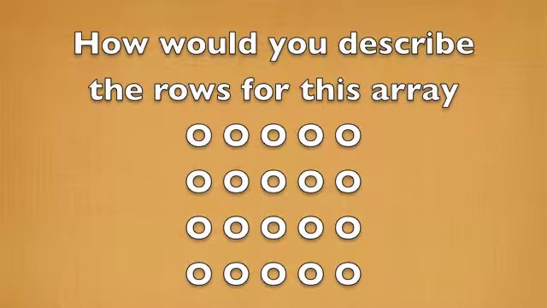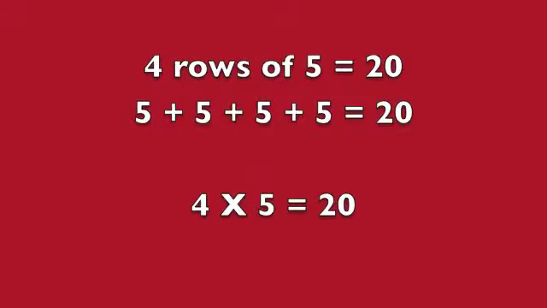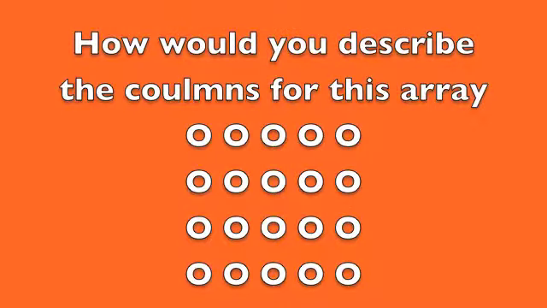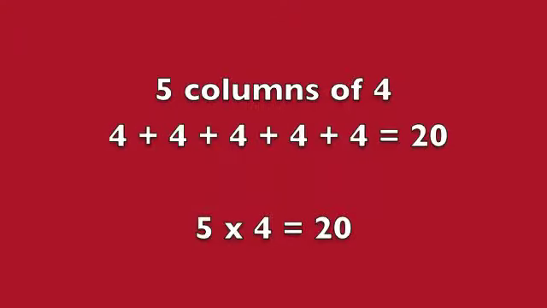How would you describe the rows for this array? There are 4 rows of 5. 4 times 5 equals 20. How would you describe the columns for this array? There are 5 columns of 4. 5 times 4 equals 20.